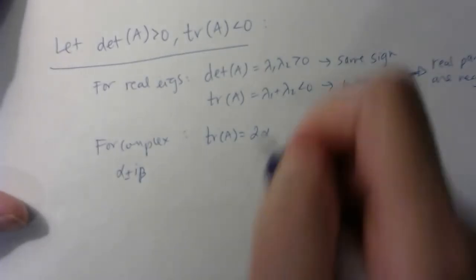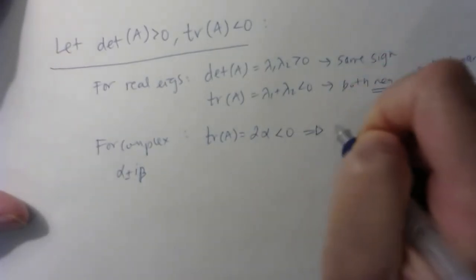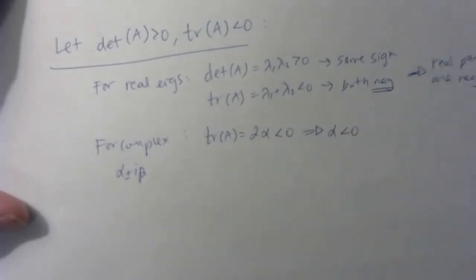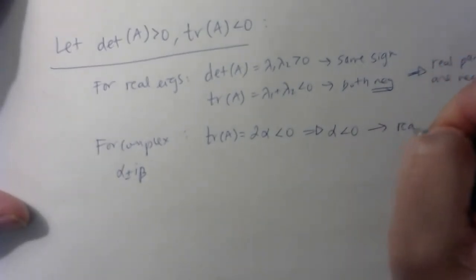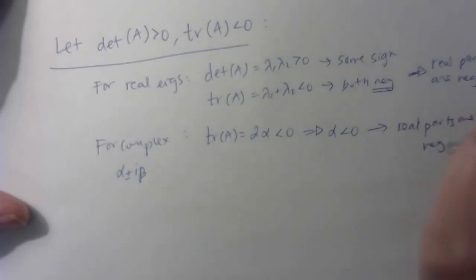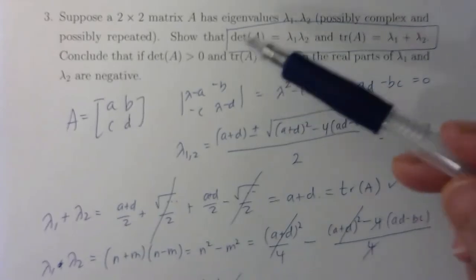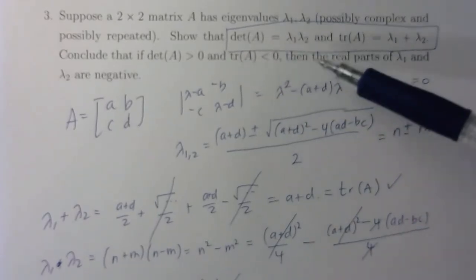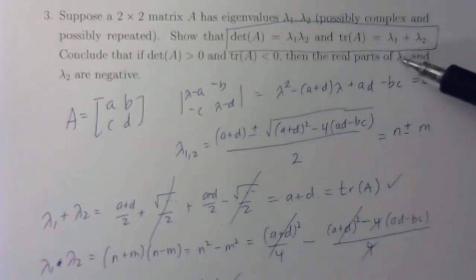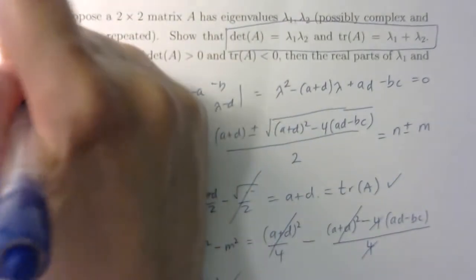We said that we assume that the trace is negative. Well, that implies that alpha is negative. Alpha is, of course, the real part. So the real parts are negative. So we can conclude what it says up here, what it wants us to conclude, which is that if the determinant is greater than 0 and the trace is less than 0, then the real parts of these guys are negative. So that fact is only good for a 2 by 2.